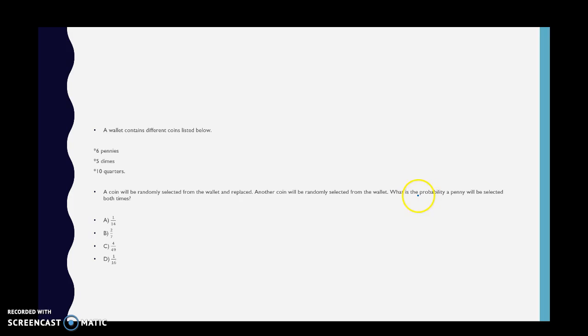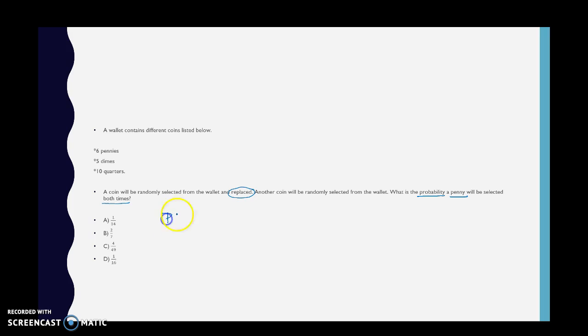So we're looking for probability, so we know what type of problem it is, probability. Probability of penny selected both times. So first of all, if we're doing the probability of 2 events, so this is a compound event, we need to see if it's with or without replacement. So a coin is randomly selected and replaced. So that means our total is going to change or stay the same. If it's replaced, that means our total will stay the same.